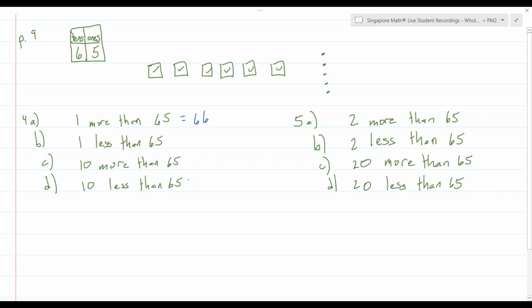When I say 1 less than 65, it means I start with the 65, the 6 tens and the 5 ones, and 1 less than that means I would take off a 1. I would still have 6 tens, but now I have 4 ones.